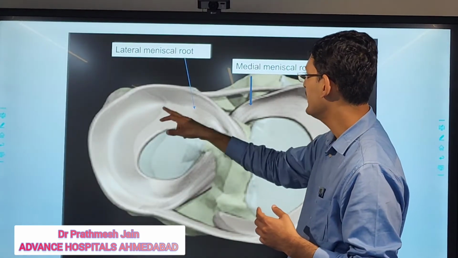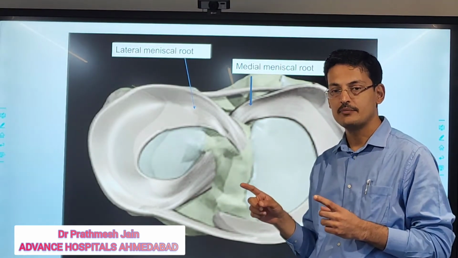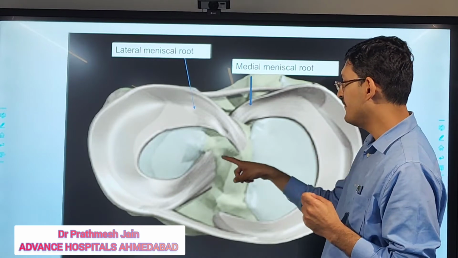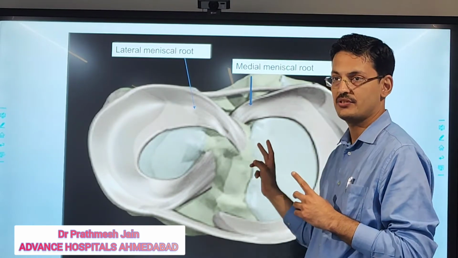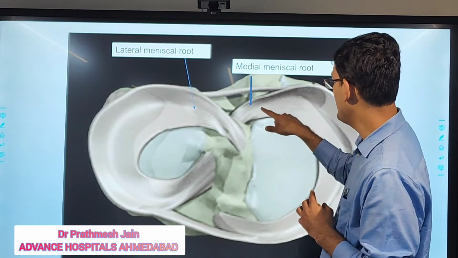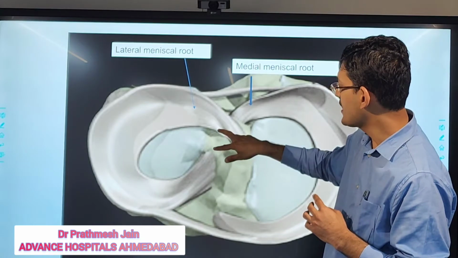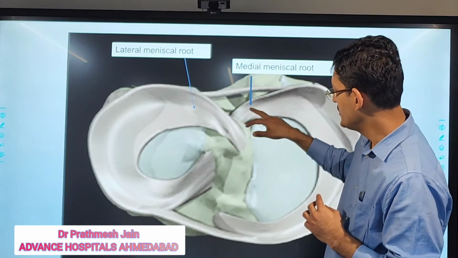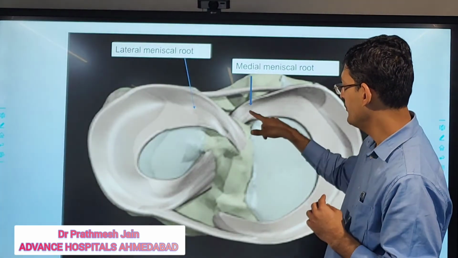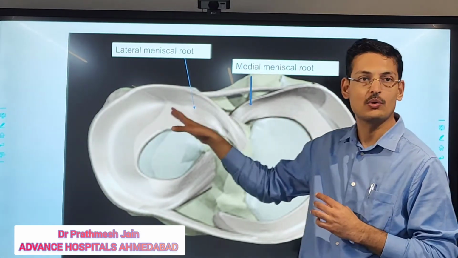Now this is an area. This is a very important slide as far as anatomy is concerned. You must understand the difference in shape of the two menisci. The lateral meniscus is a circular structure. The medial meniscus is a semicircular structure. So the two roots of the lateral meniscus are closer, whereas the two roots of the medial meniscus are far apart, anterior and posterior. So this is semicircular, this is circular.